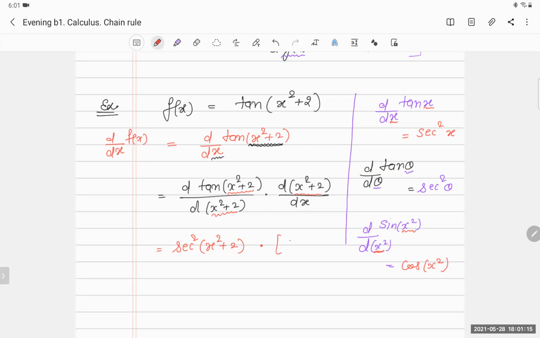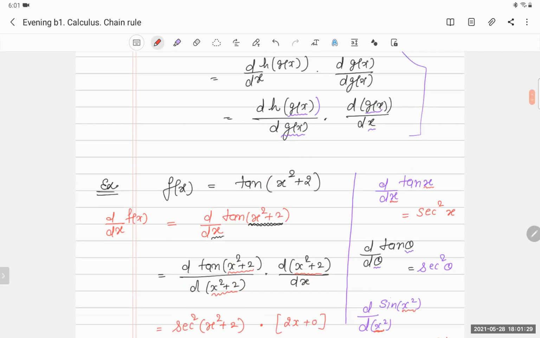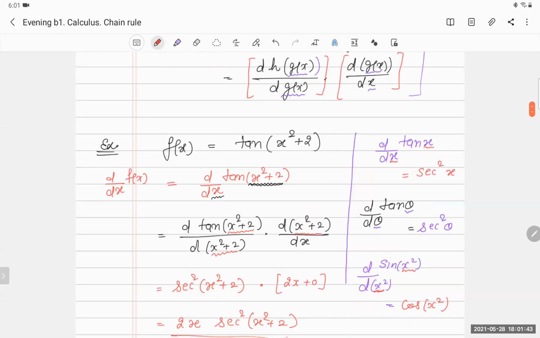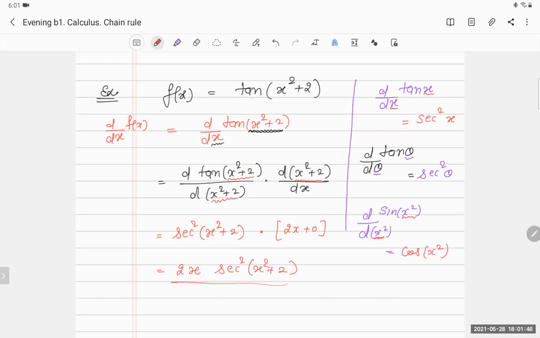तो क्या बन जाएगा? 2x plus 0. So my answer will become 2x sec square of x square plus 2. See here also, the function was inside, right? The function inside was g(x). So I am differentiating g(x) again. So ultimately, what did we do? पहले मैंने किसका डेरिवेटिव किया? Tan का, and after that जो फंक्शन उसके अंदर था उसका. Everyone got it? Or any doubt?